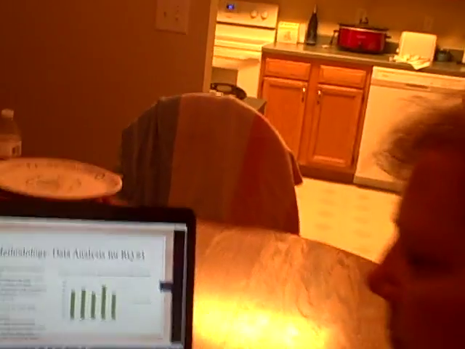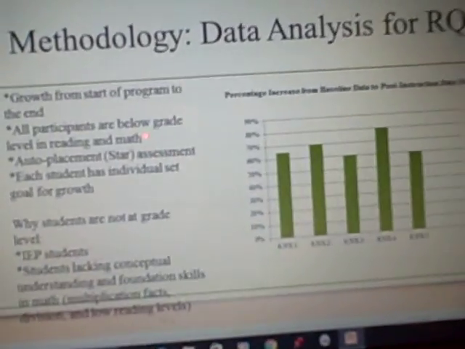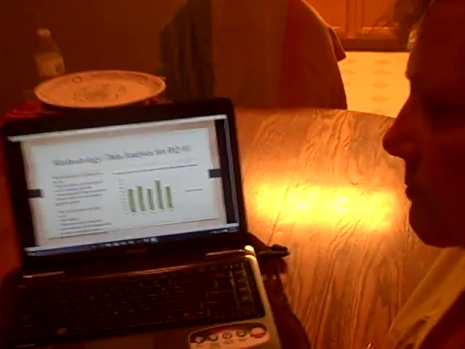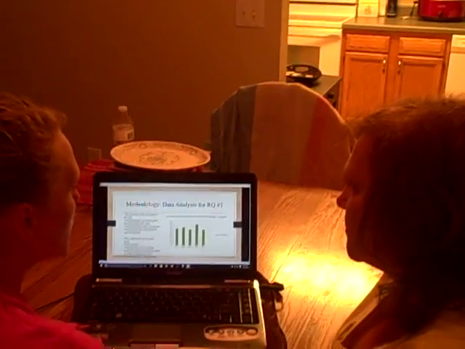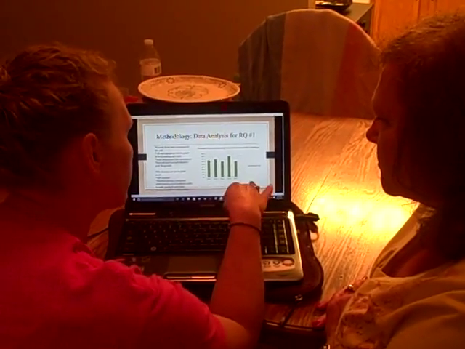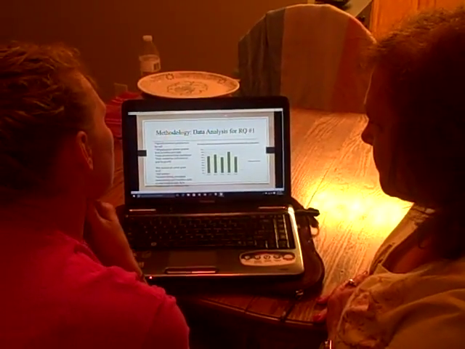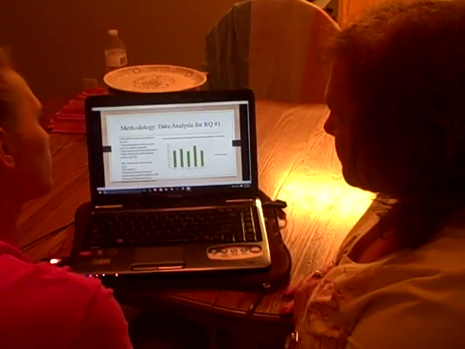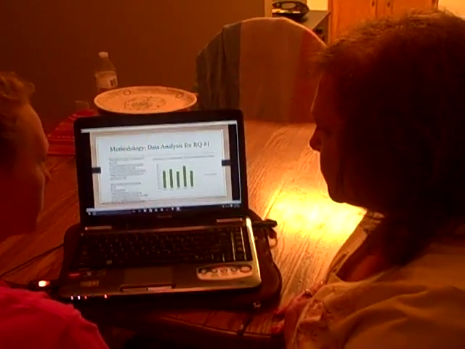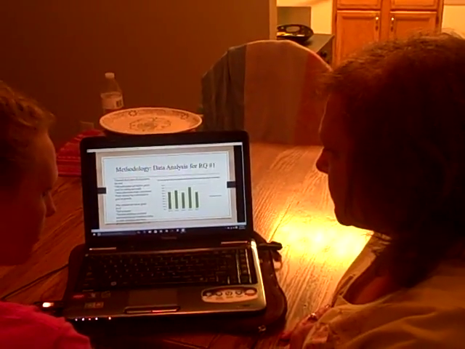So the data analysis, this graph indicates the percentage increase from the baseline data to post-instruction data. So this is all about the STAR assessments. What I did was I broke it up into the 5 standards that I differentiated with. And the growth from the start of the program to the end, all the participants are below grade level in reading and math. The auto placement STAR assessment was used, and each student has individual set goals for growth.